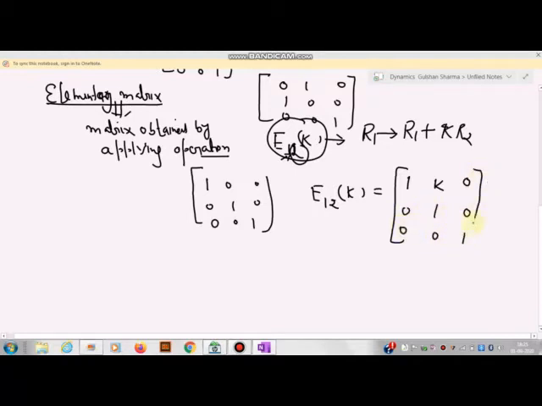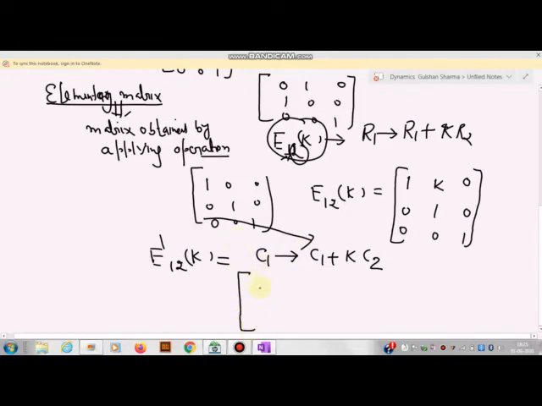If I put a dash here, it stands for a column operation. E12 of k dash stands for a column operation, that is, I apply the operation C1 plus k times C2 on the unit matrix. This is very important. In C1, 1 plus k times 0 is 1, 0 plus k times 1 is k, and 0 stays 0. So this is 0 1 0 and 0 0 1.